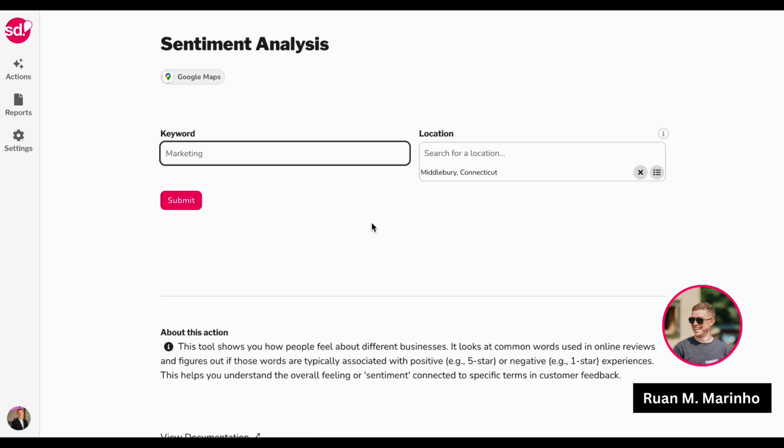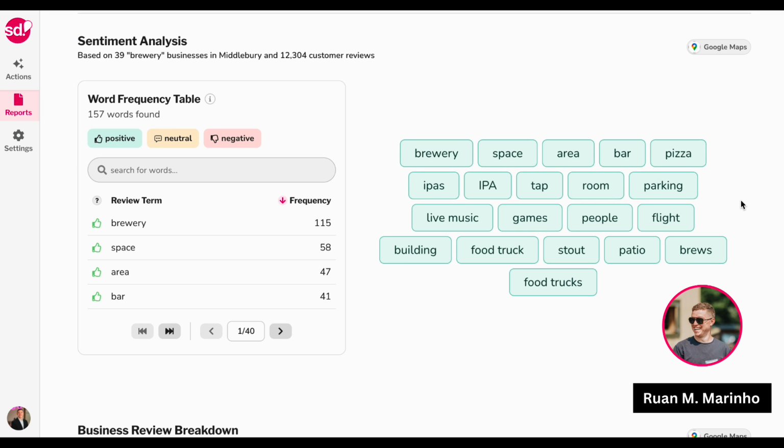Now let's run another one, except this time I'm going to go for brewery. As you can see, we have a similar result based on 39 breweries in Middlebury and 12,304 customer reviews. The data on the right-hand side is completely different, and we want to match the language that this audience may already use. When people see their own thoughts echoed in your ads or in your online messaging, the click-through rate goes up, and the potential client's always happier because they find what they're looking for.